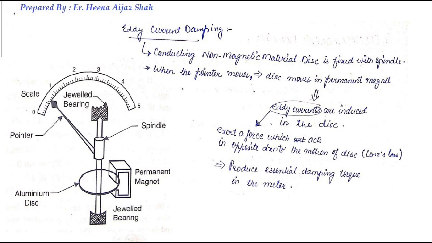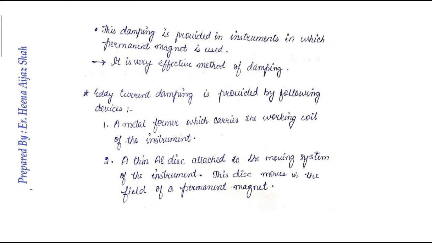So these eddy currents will exert a force which acts in the opposite direction to the motion of the disc, and hence the essential damping torque will be provided in the meter. So we can say that this eddy current damping can be provided in instruments in which a permanent magnet is used, and it is a very effective method of damping. Eddy current damping can be provided in two ways. First, as we used in this case, an aluminium disc. Another way is to place a metal former which carries the working coil of the instrument.